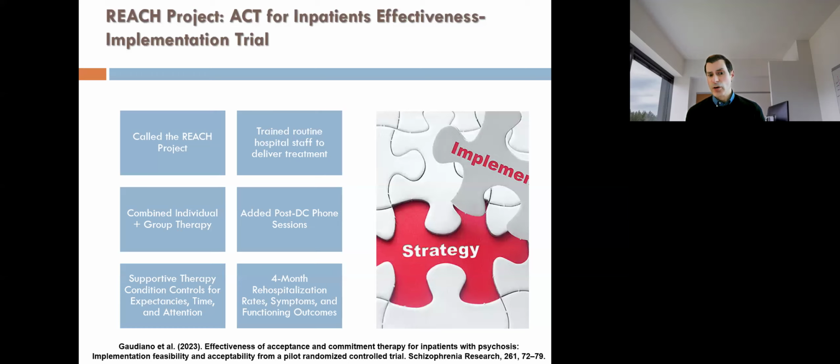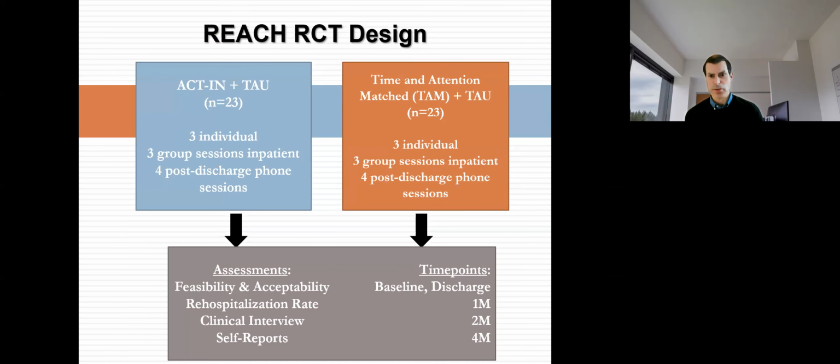For our comparison condition in this randomized controlled trial, we used a supportive therapy condition. The people who didn't receive ACT instead got the same types of elements, but it was a non-ACT supportive therapy, to try to control for expectancies and other factors. Again, we also looked at their symptoms and their functioning and 4-month follow-up rehospitalization rates. We called our comparison condition the time and attention match control, and then our ACT condition. Everybody also received treatment as usual in the study. They basically got the same amount of treatment. It was just either ACT or a supportive therapy.